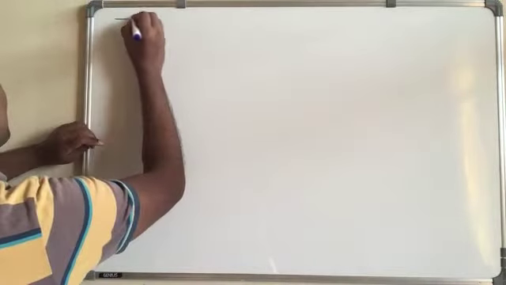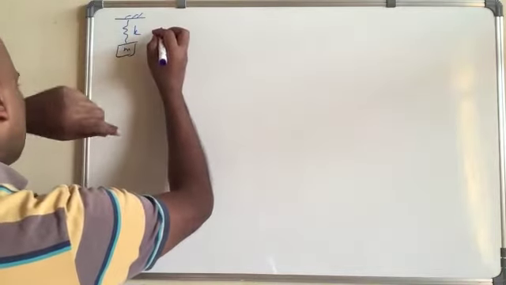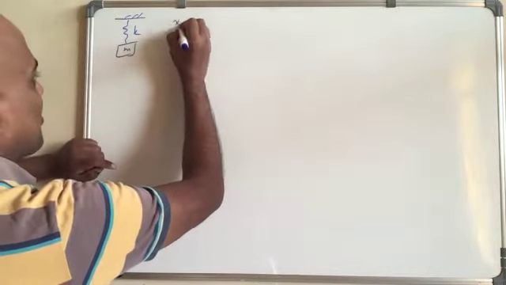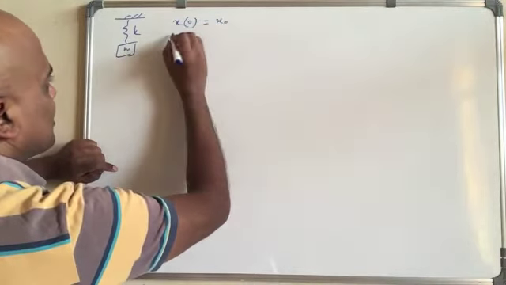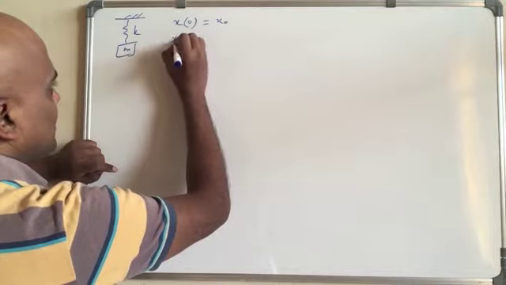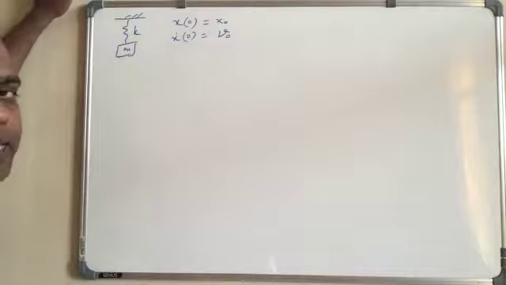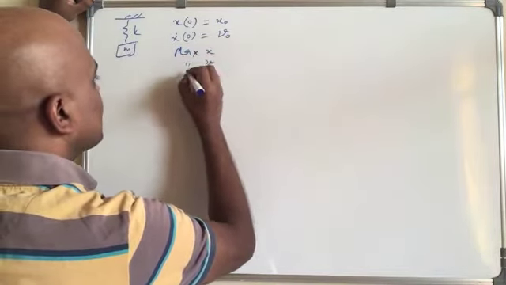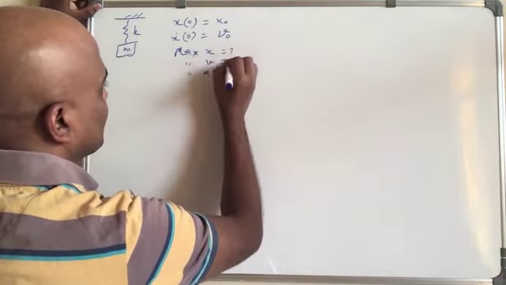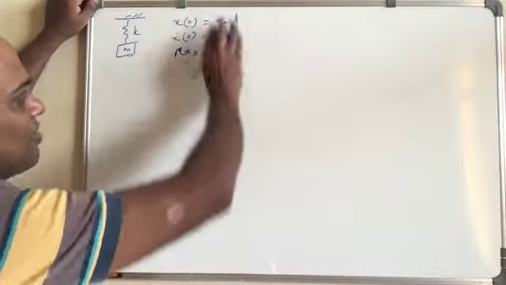Now I asked various questions for the spring mass system. So this is k, this is m, and I gave x at t equal to 0 equal to x naught, and x dot at t equal to 0 equal to v naught. Okay, and then I asked what will be the maximum displacement, maximum velocity, maximum acceleration. So we ask like this for different values.